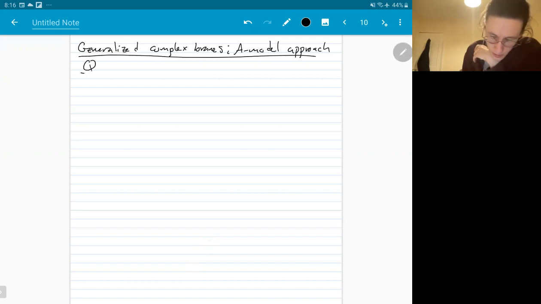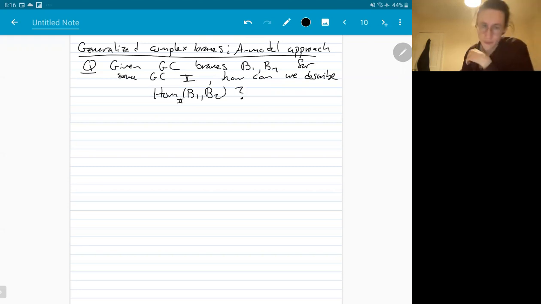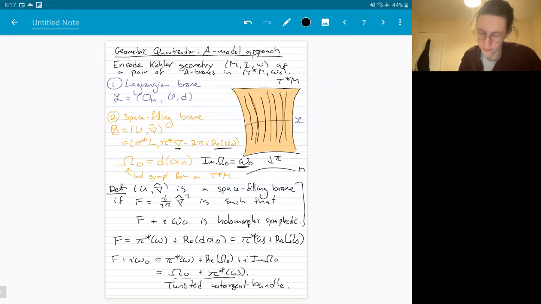So the question is, given GC branes B1 and B2 for some GC structure I, how can we describe the homomorphisms between them? This has several steps, and if you check what happens in the case of a complex structure, it will reproduce what we just discussed here.